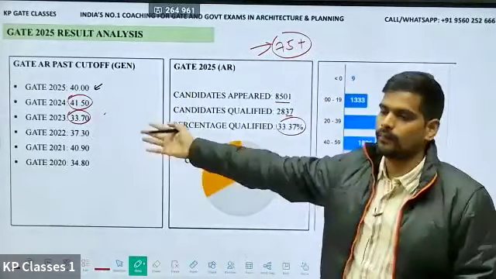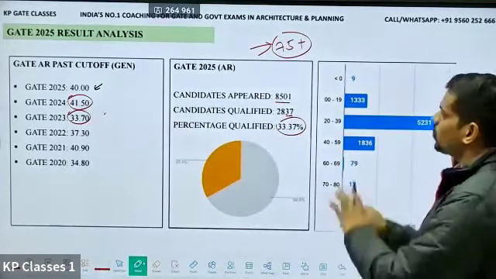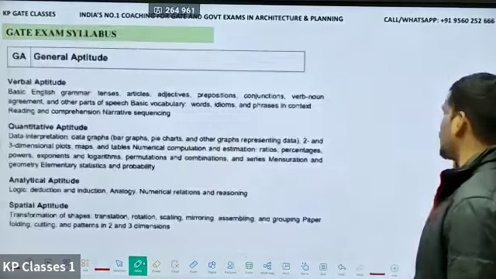So this is the target you need to work for. Don't just go by the cutoff. It's not something very difficult to cross the cutoff. You should target for the top. So that's about the result, past result and the cutoff thing.